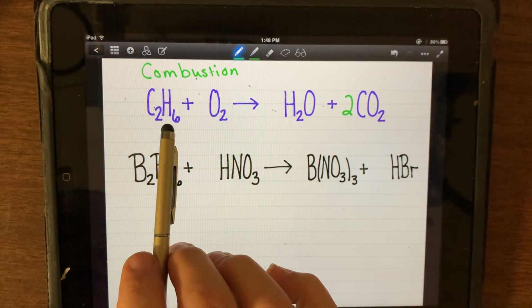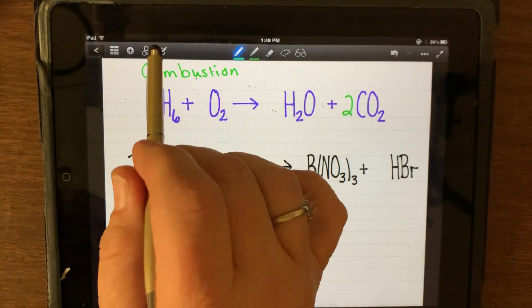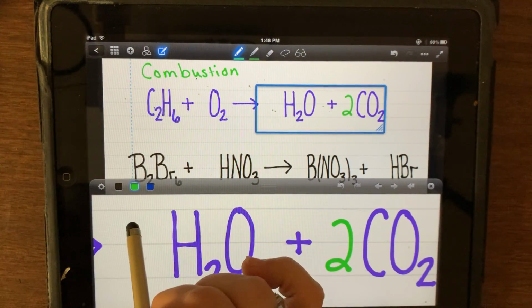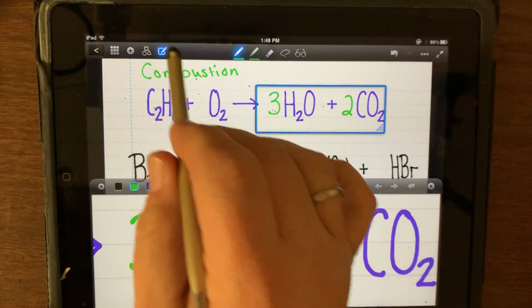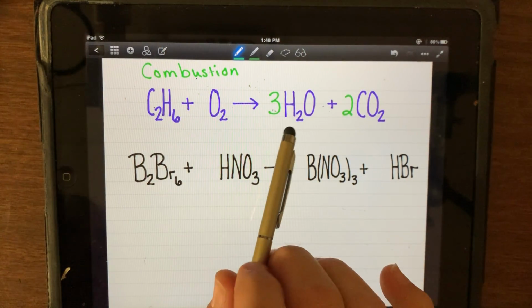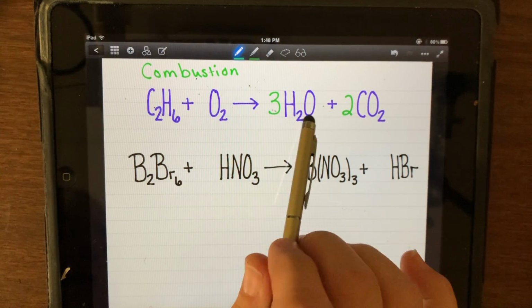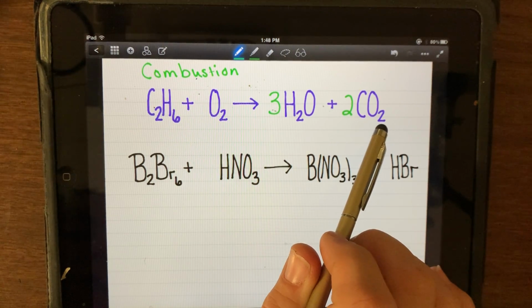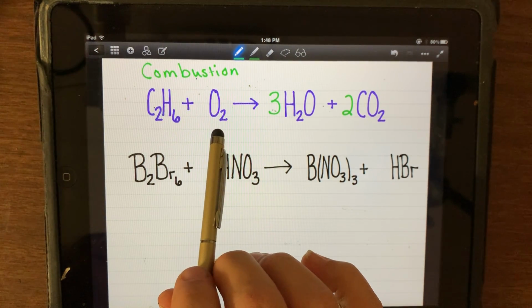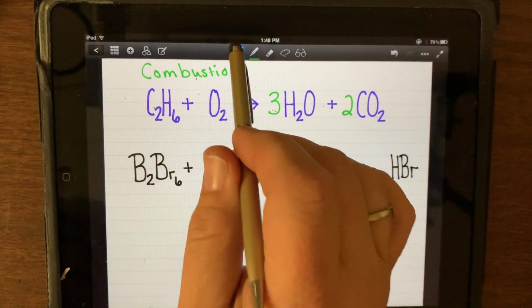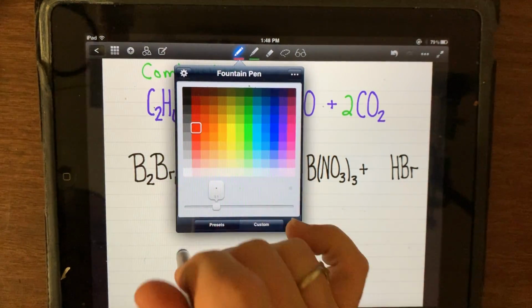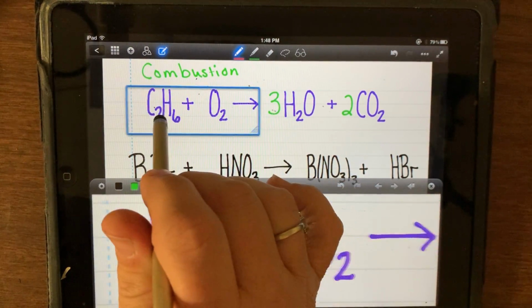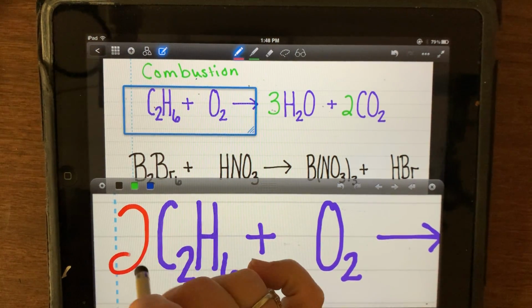Now I'm going to look at my hydrogen count. I have 6 here. I have 2 here. We're going to put a 3 out in front of the H2. That makes 6. And then when I look, I have 3 plus 4 oxygen. That makes 7. 7 is not divisible by 2. So now what I'm going to do is multiply everything I just did by 2.